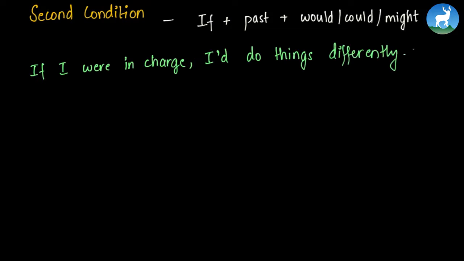For the second condition we have if plus past plus would, could, or might. Remember, the second condition was about imaginary or unreal statements. The example we had seen was: if I were in charge, I'd do things differently. Here were is in the past form, and in the second clause we have used I'd, which means I would. So in the second condition, while talking about imaginary or unreal things, this is our sentence structure.